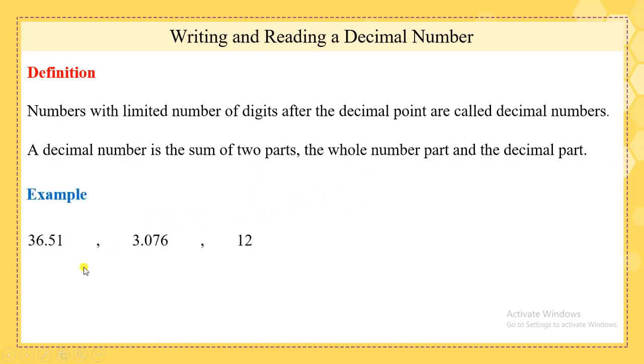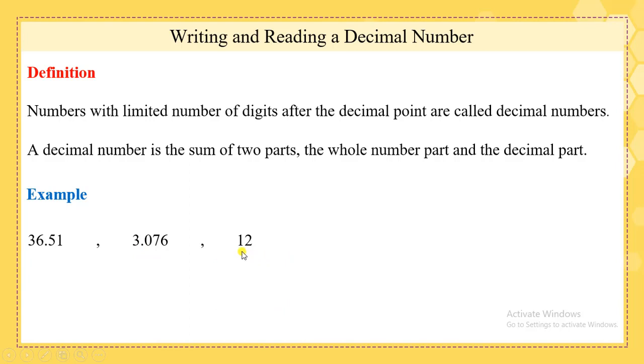Example, we have the following numbers. In the first number, at the left side of the decimal point, we have the whole number part. On the right side of the decimal point, we have the decimal part, and the decimal point is between them. As we will see also in the second number, on the left side we have the whole number part, on the right side we have the decimal part, and the decimal point divides this decimal number into these two parts.